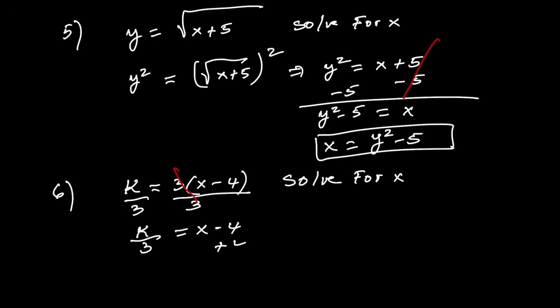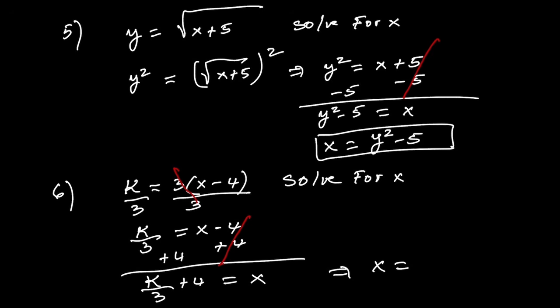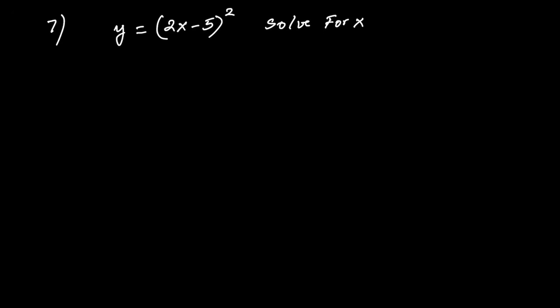Next, add 4 to both sides. We get k over 3 plus 4 equals x minus 4 plus 4. The 4's cancel on the right. The answer is x equals k divided by 3 plus 4. Less work, fewer mistakes.